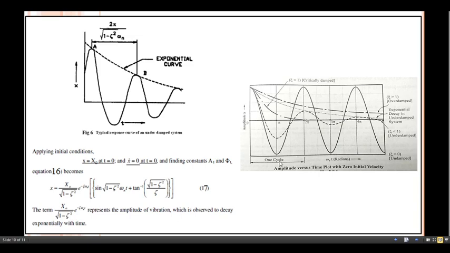Now this is the case when no resistance occurs to the motion. This is the case of the undamped system. I hope in today's lecture the concepts regarding the overdamped system, underdamped system and critically damped system are clear to you. Thank you.